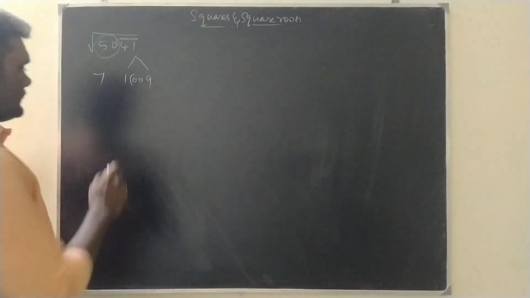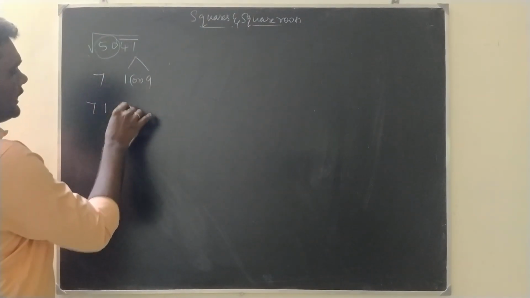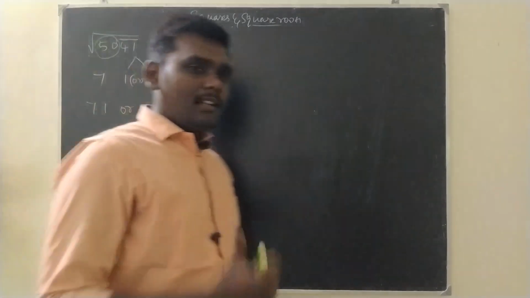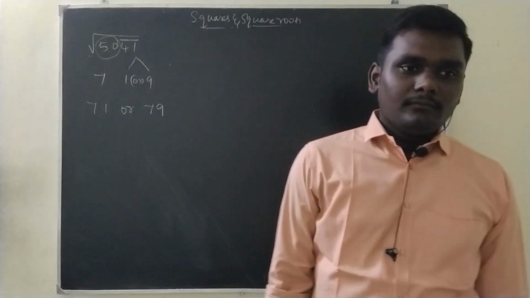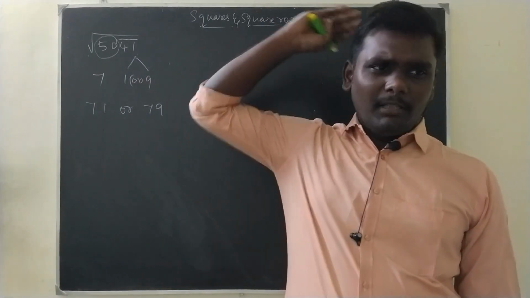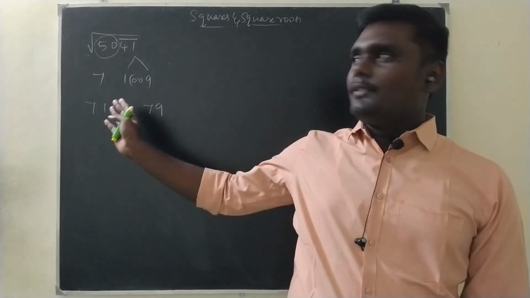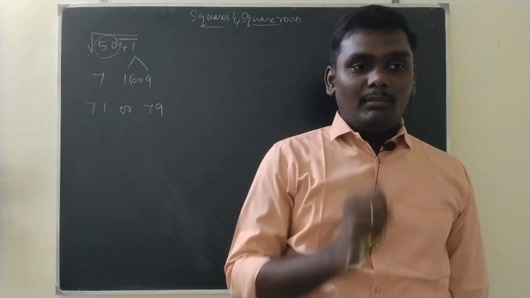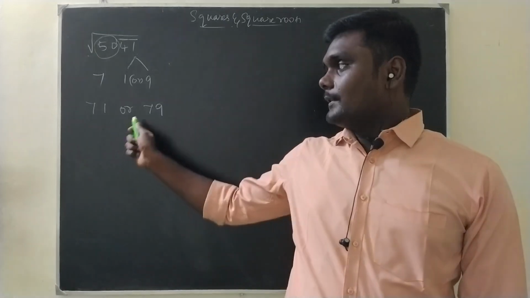Now, we have 2 options. Whether the square root is 71 or 79. How will you find whether it is 71 or 79? You just square this number by the method done previously, which gives you 5041. We can fix on that. But there is a very simple method other than this.